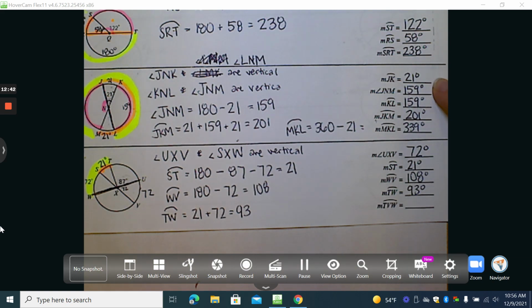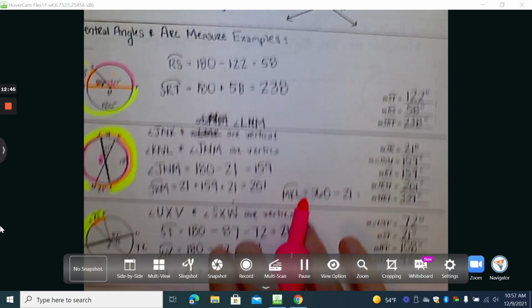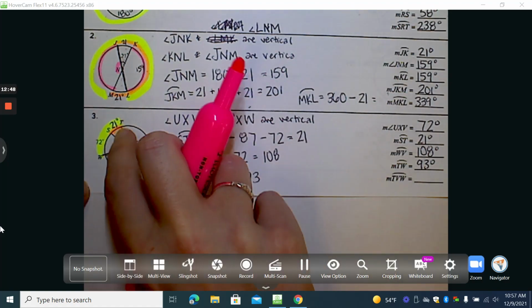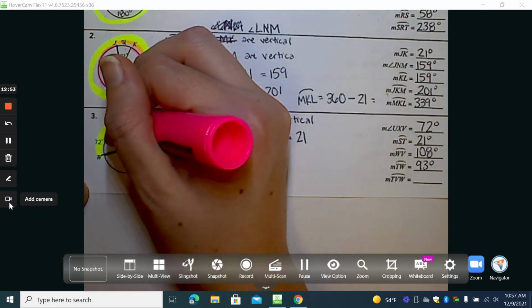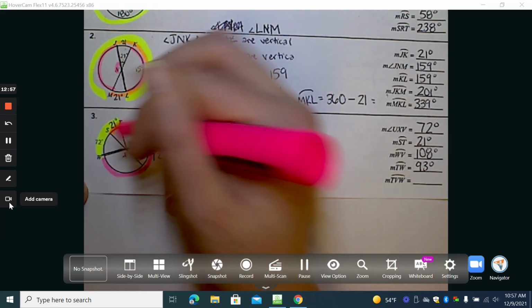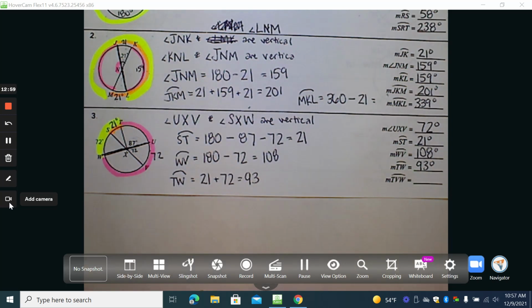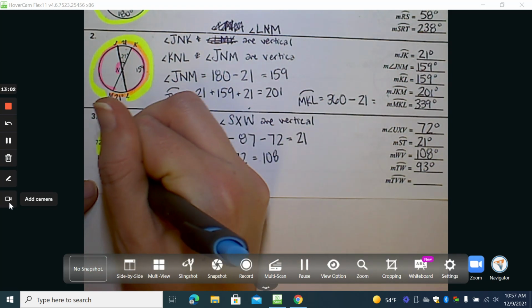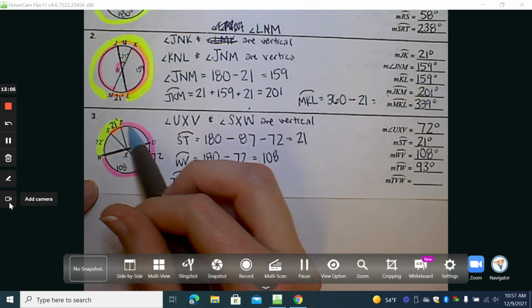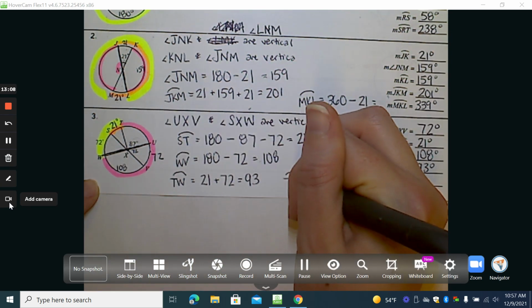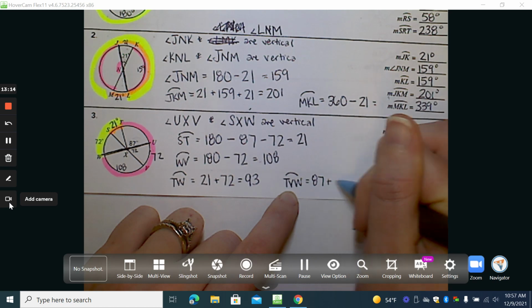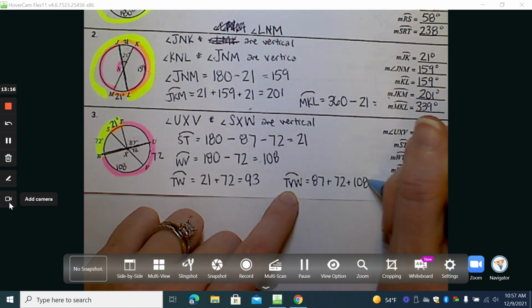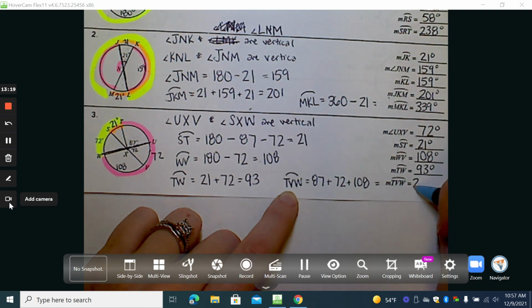And my last one, TVW. So I want to go from T to W, but instead of going directly there, I got to hit V first. So I'm going to go TVW, and I'm going to add all of those in between. I know that WV is 108. I know that this is 72, and this is 87. So for TVW, I'm going to add together 87 plus 72 plus 108, which gives me a total of 267 degrees.